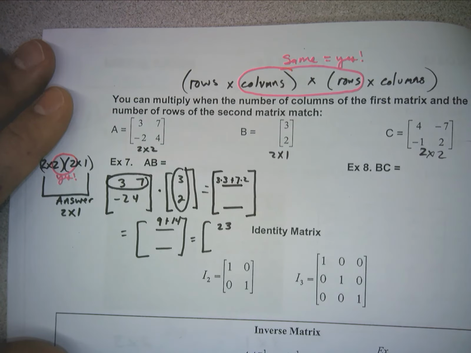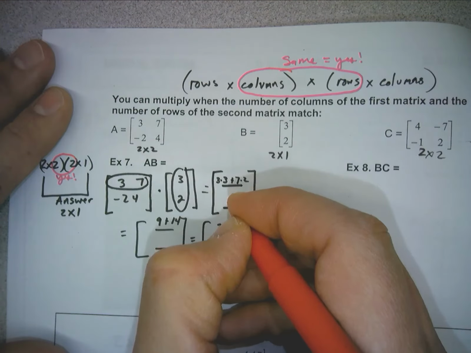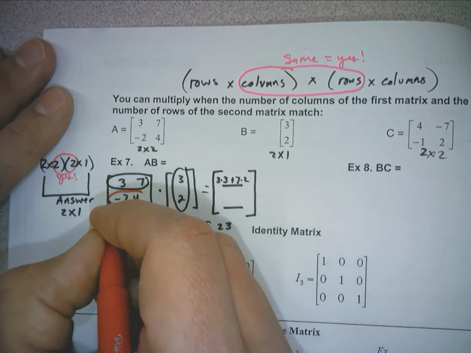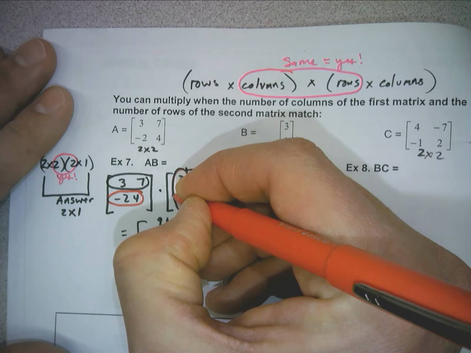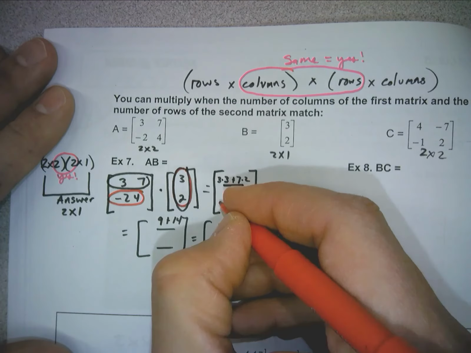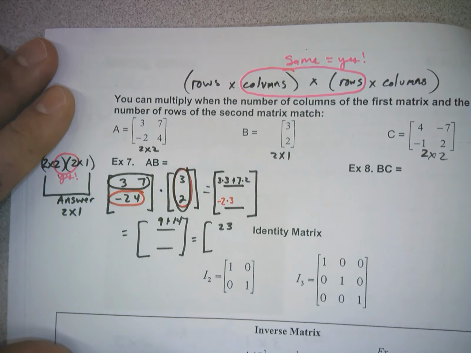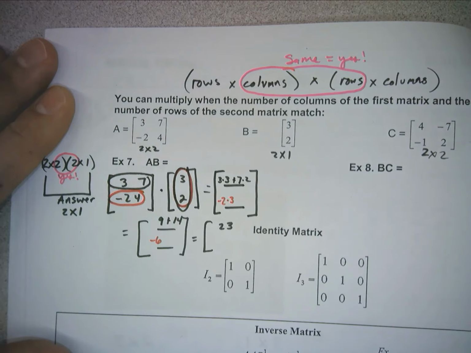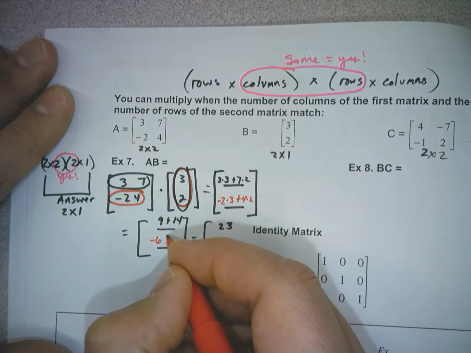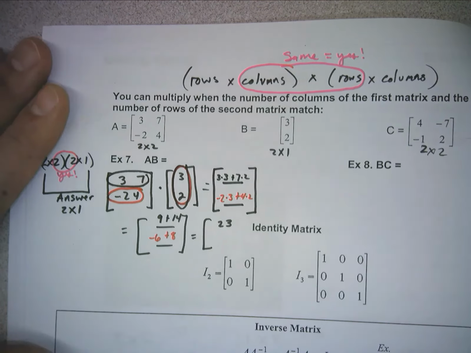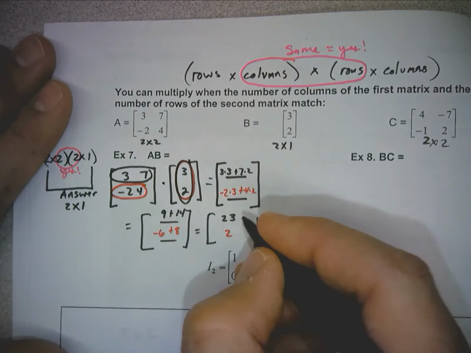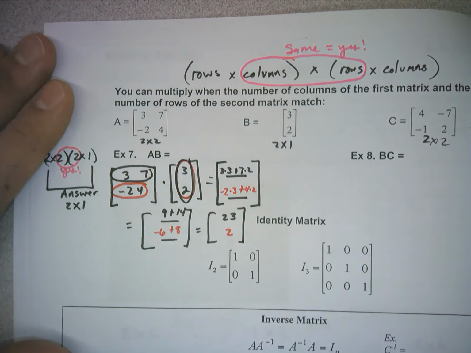Okay, I'm going to do it again. I want the second row, first column element for my answer matrix. So I take the second row numbers times the first column. I take negative 2 times 3. That's negative 6. And then I take 4 times this 2, and I add them together. 4 times 2 is 8. So negative 6 plus 8 is 2. Final answer, I get a 2 by 1 matrix, 23, 2.